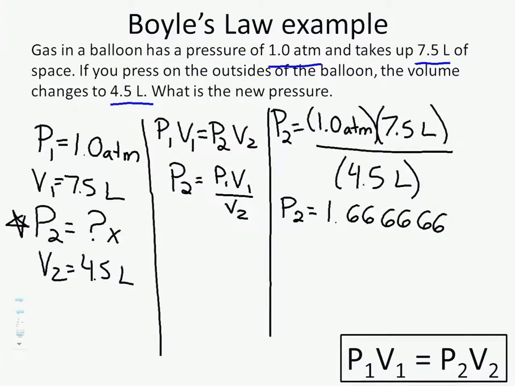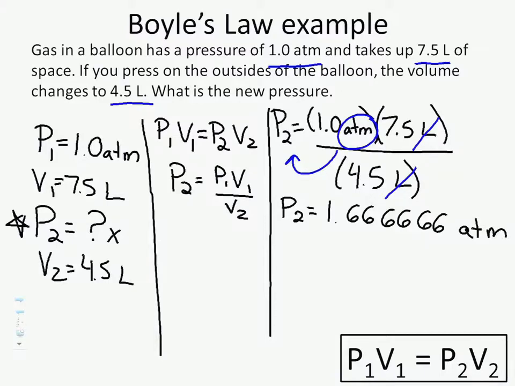1.66666. And then what is our unit? The liters are going to cancel, leaving us with atmosphere. And since we're looking at pressure, that's a very good unit. All right, so that's what we wanted. We wanted atmospheres.